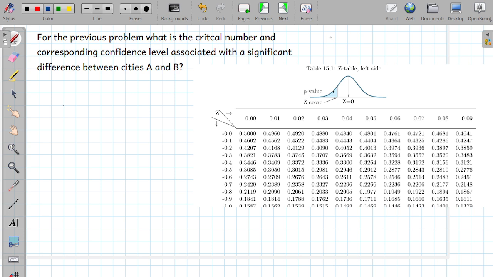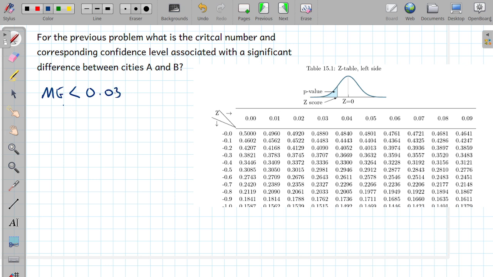Now recall what I just said. A significant difference then would have 0 outside the lower bound, upper bound interval. So how are we going to work that out? Well, let's think about this for a minute. That means the margin of error has to be smaller than the difference between the two proportions. So that means we need ME, margin of error, has to be less than 0.03.